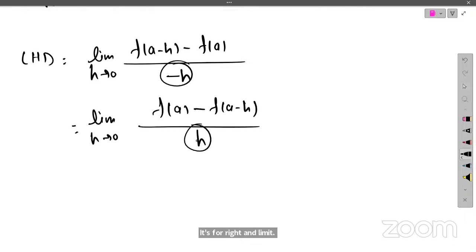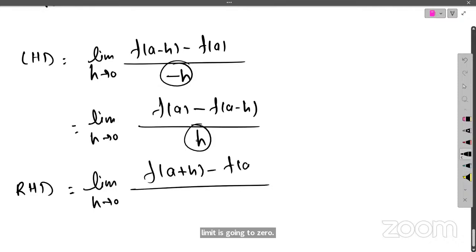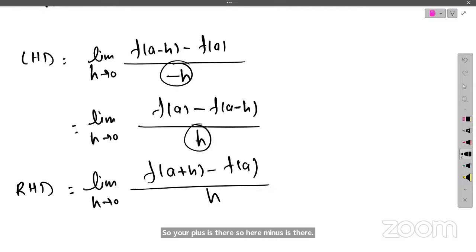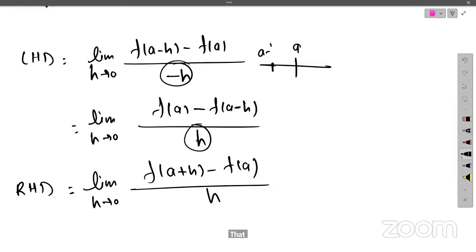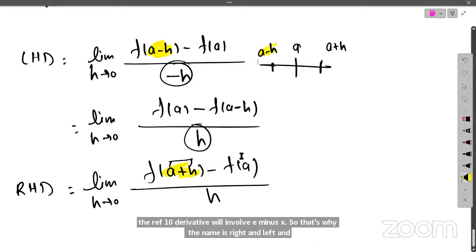This is for the left hand derivative, no? Ma'am, could you write for the right hand derivative also? It will be complete. Yeah, so the right hand derivative will become this thing: limit h going to 0 of f of a plus h minus f of a by h. So here plus is there, and here minus is there. Yes ma'am, that is fine? That's true. If you have confusion, then you can check in this way. So a is here. On the left hand side, we will have a minus h. On the right hand side, we will have a plus h. So the right hand derivative will involve a plus h, and the left hand derivative will involve a minus h. So that's why the names are right and left hand derivative. Okay, right? Yes.